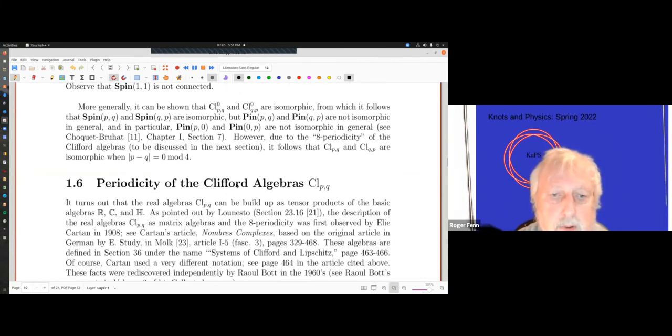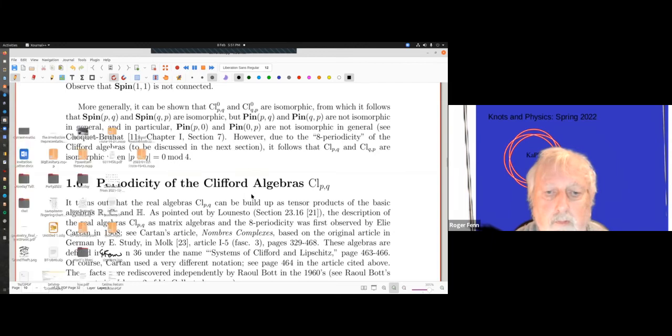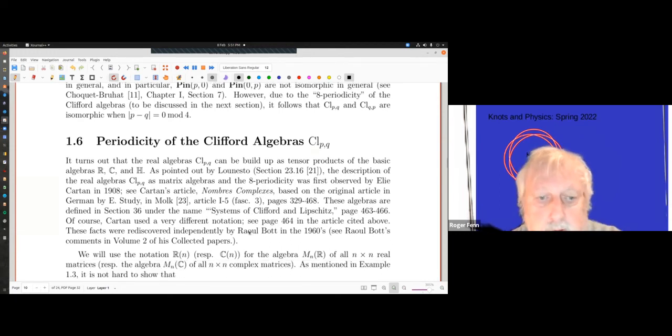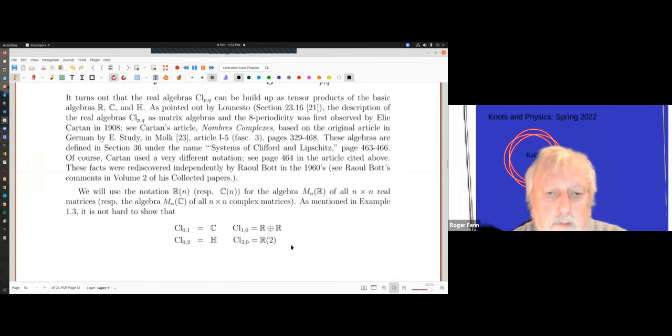Oh, so now we come to the periodicity. Apparently the period was observed by Élie Cartan in 1908, which is amazing. It's a long time ago. And as I say, Raoul Bott rediscovered it independently in the 1960s. Anyway, it's not hard to show that this is C.